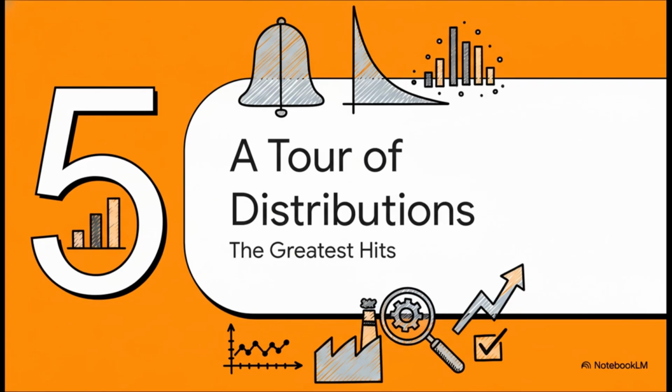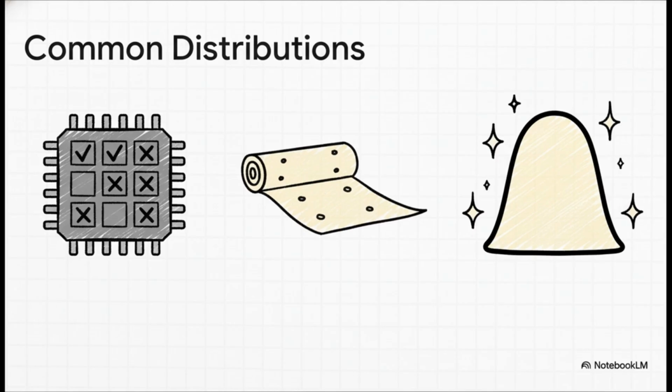Now, there are tons of these distributions out there, each one suited for modeling different kinds of processes. But let's do a quick, rapid-fire tour of the 3 biggest ones, the greatest hits you'll find in the world of quality control. First up, you have the binomial distribution. This one's perfect for simple yes-no or pass-fail situations, like counting how many chips in a sample are bad. Then there's the Poisson distribution, which is great for counting defects over a certain area or a period of time, like the number of blemishes on a roll of fabric.